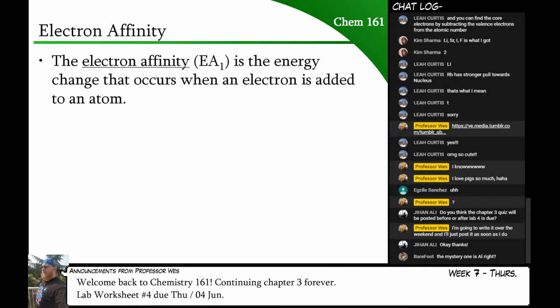If the energy is positive, then what that means is that you have to put energy into the atom in order to keep the electron there. Basically, you have to provide energy to hold it in place.